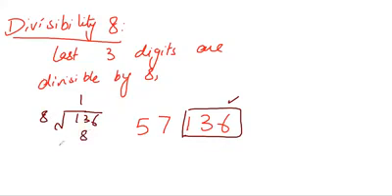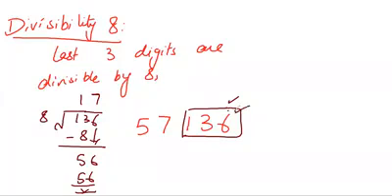8 times 1 is 8. And then it is 13 minus 8, that is 5. And here we will get 6, so 8 times 7 is 56. Because we are getting 0 as a remainder, it means 136 is a multiple of 8. So when we divide the last three digits by 8 and get 0 remainder, it means the whole number is divisible by 8.